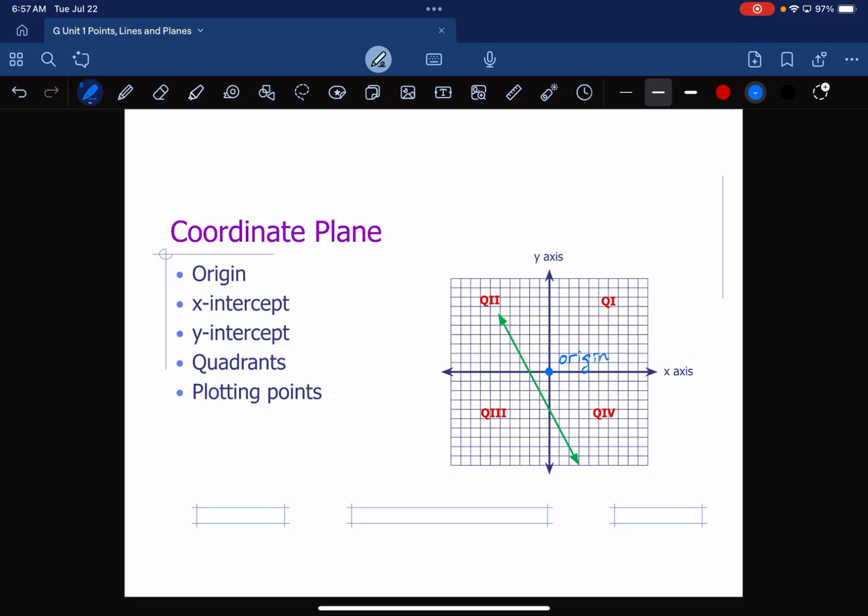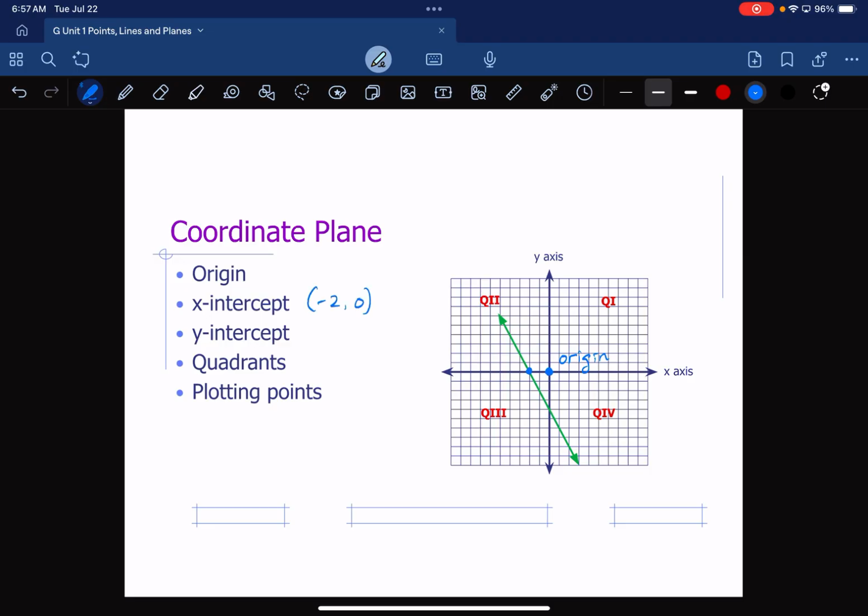And then the x-intercepts would be anywhere that a line crosses the x-axis. So here we've got a green line on the drawing. And you can see it intersects the x-axis right there. And that point would be 2 to the left and then up or down 0. So I would write -2, 0 for that point.